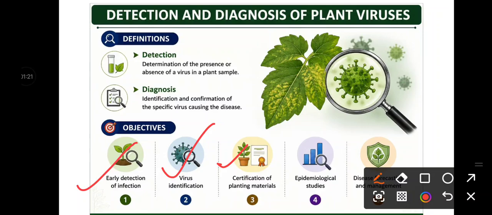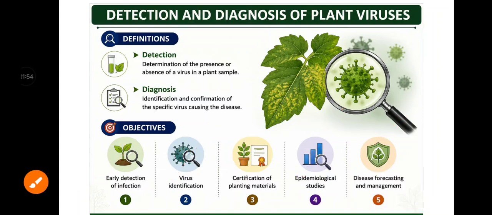Then third, it is helpful for certification of planting material. By detection and diagnosis methods, we can check whether some viruses are present in a planting material or not. If not present, then we can certify that the particular planting material is free of viruses. Next, it is also helpful for epidemiological study, meaning to predict the occurrence of a particular disease. And finally, it is also helpful for disease forecast and management. So this is in brief about detection and diagnosis of viruses.